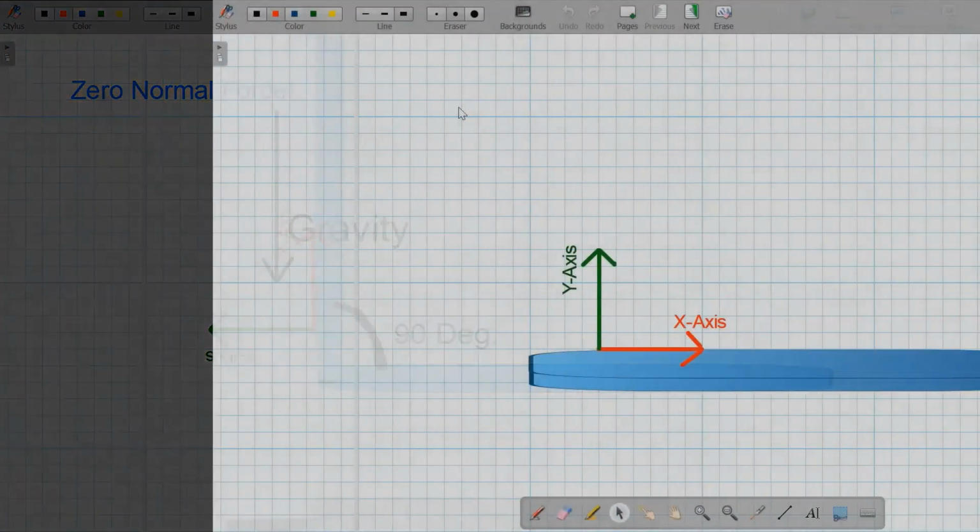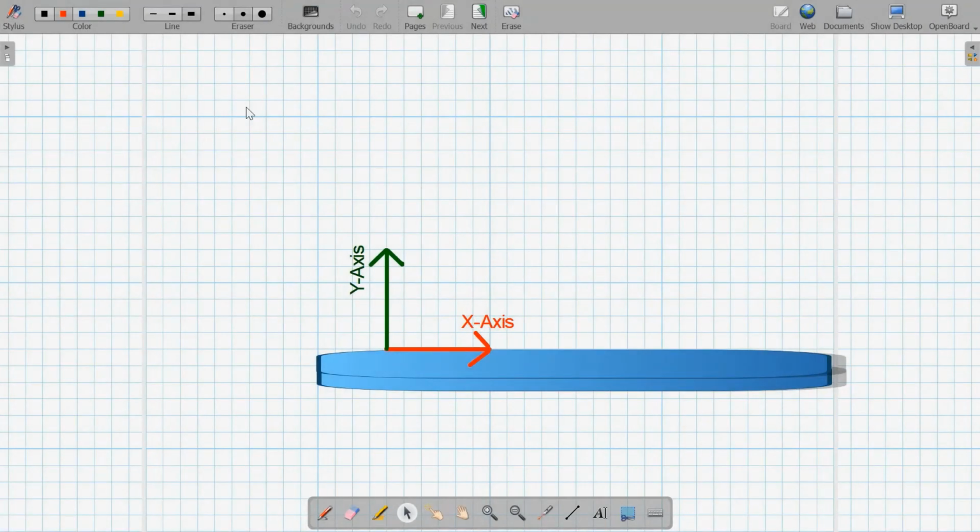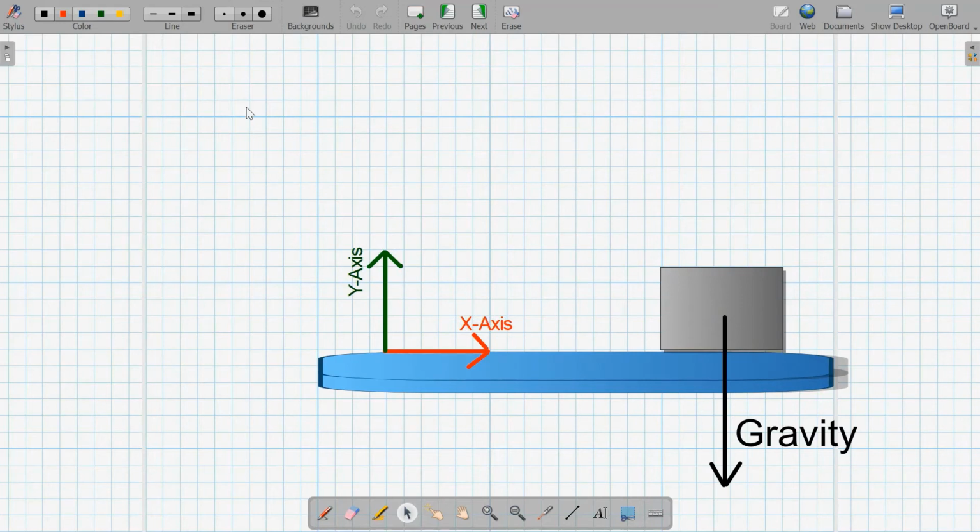Okay, so the final thing I want to discuss here is the last force under consideration, and that is friction. So we've already talked about gravity. We've already talked about the normal force.